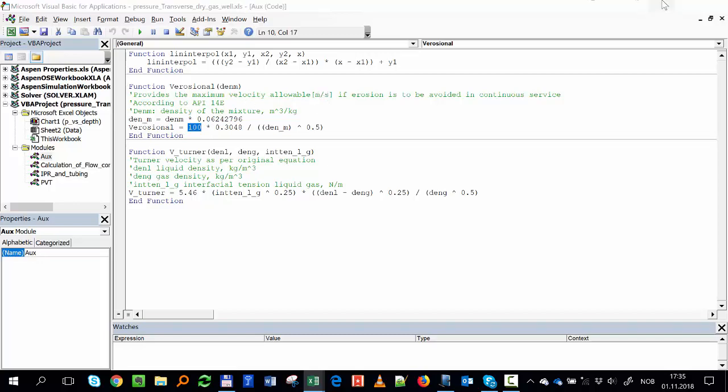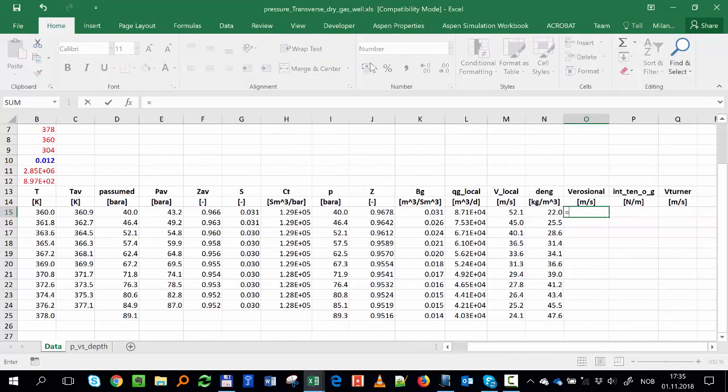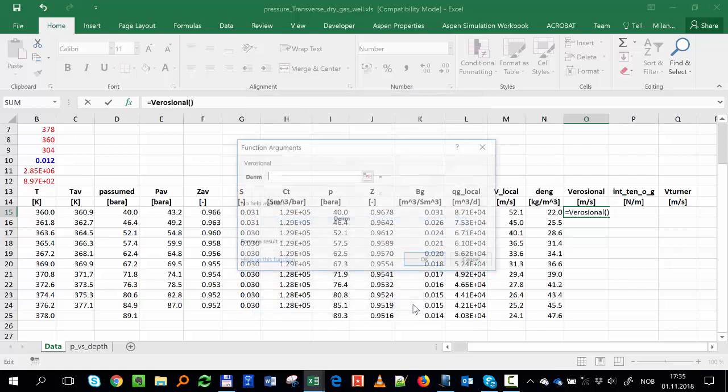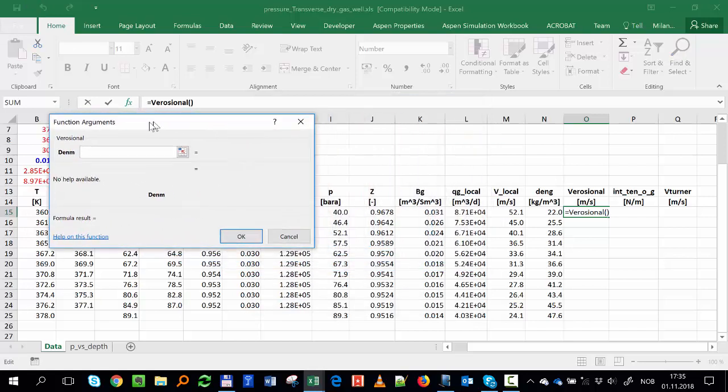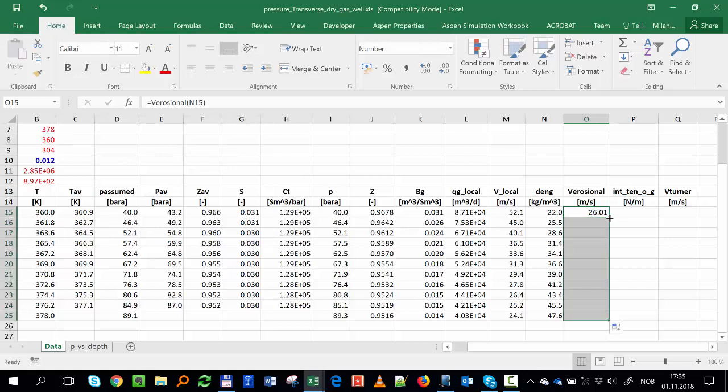So let's use that equation for the next column and see how it behaves. I find my function, V erosional, which depends only on one parameter, the density. Very simple function. And it gave me 26, and here's 17.